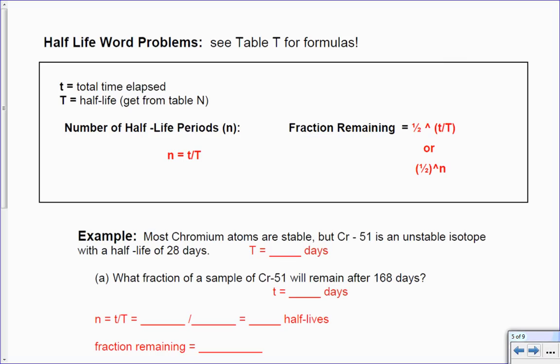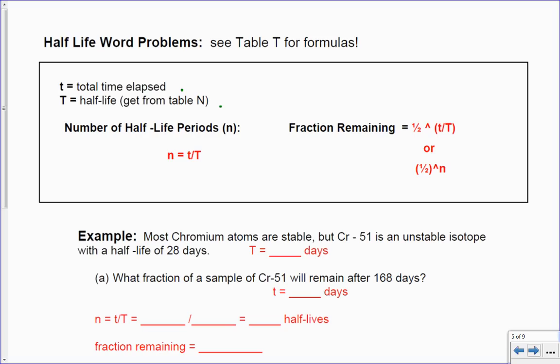Okay. Now, in Table T, there are some formulas to talk about half-life. The number of half-lives, n, is little t over big T, where little t is the total time elapsed and big T is the half-life that I get from Table N. The fraction remaining is 1/2 raised to the t over T, or 1/2 raised to the n.